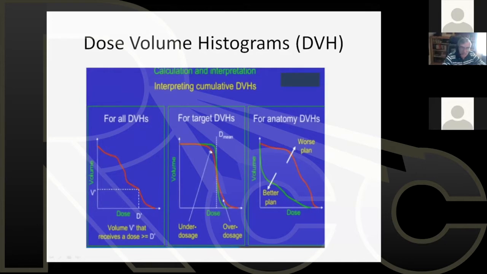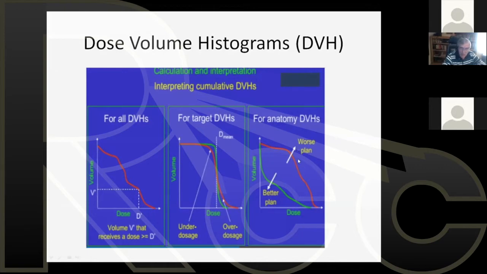Here is an example of two dose volume histograms for the target, for the tumor. The green one is much, much better than the red one. The green one has a very steep fall off, and trails off to a high dose point. The red one, however, has a broader shoulder, so there's less dose delivered to the target, and a more gradual fall off with a higher dose delivered elsewhere in the target. So this shows more dose inhomogeneity. The green one shows maximum dose homogeneity.